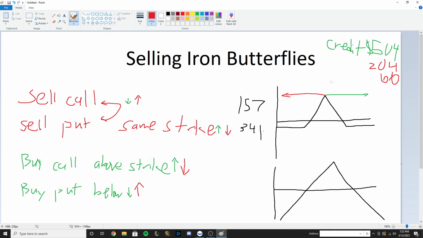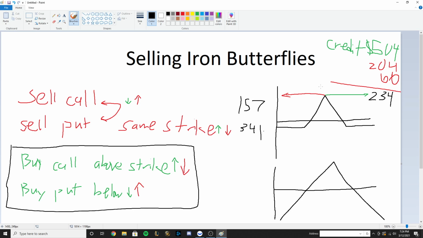So this means that we would get a net credit of 504 minus 204 minus 66 is $234. So that is our max gain, $234. Because basically what we want is we want both of these contracts to expire worthless. They are only there for insurance. They're only there if the market makes a big move that we weren't expecting.